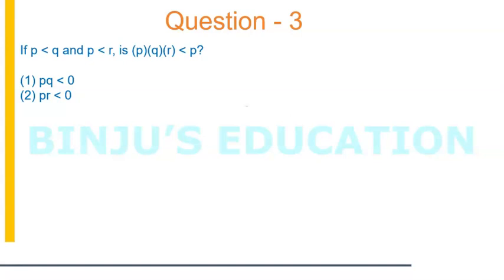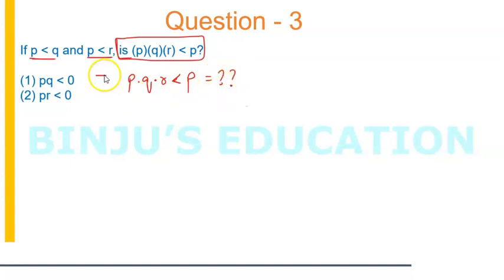Okay, let's see what we can do with this one. So it says that P is less than Q, P is less than R. So P is less than both Q and R. And it says that P into Q into R is less than P. Okay. So is P into Q into R less than P? This is the question.